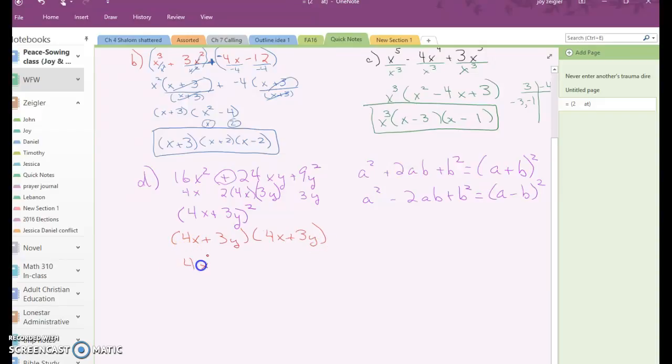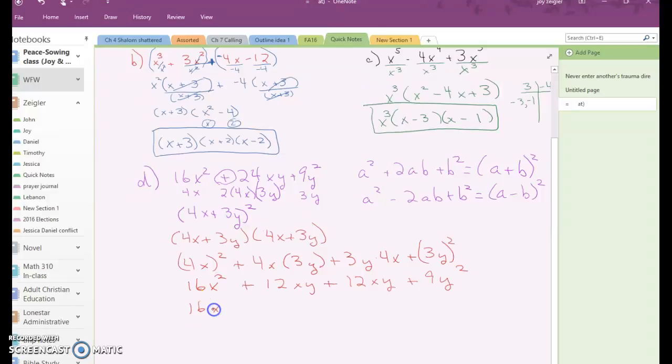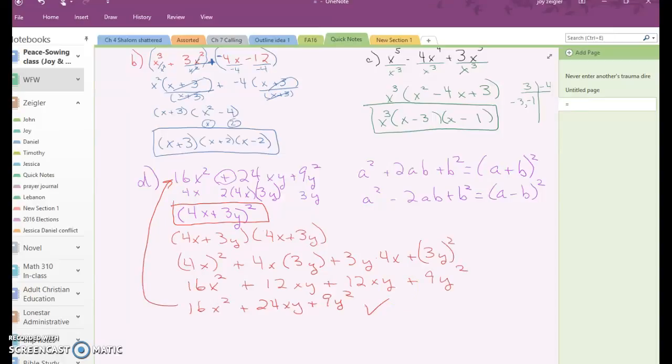FOIL is the first term times the first term, and then you add the first term times the outer term. Then you add the product of the inner terms, and then the last term times the last term. 4x, all of that squared, is 16x squared. 4x times 3y is 12xy. 3y times 4x is also 12xy. See, there's that 2 times something, and then 3y, all of that squared, is 9y squared. So let's add the middle terms, and we see that that matches what we started with, so we did the problem correctly, and this is the answer. It was very easy. We didn't have to go multiplying big numbers together.